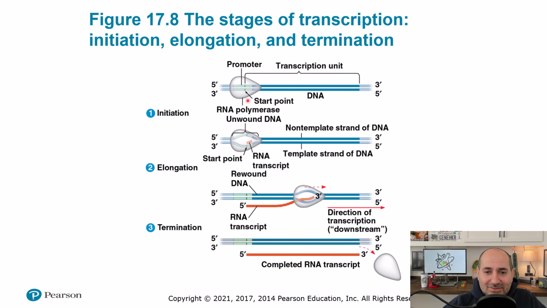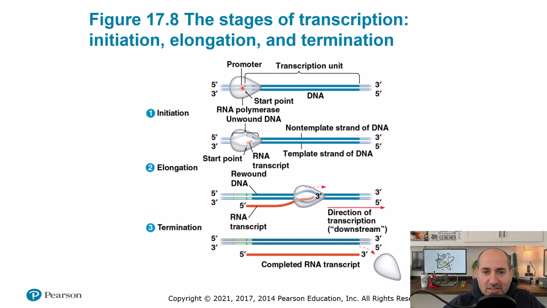RNA Polymerase attaches to the DNA in front of the gene. You see this here in dark blue? This is known as the Transcription Unit. This is what the RNA polymerase is going to copy. Does that make sense?